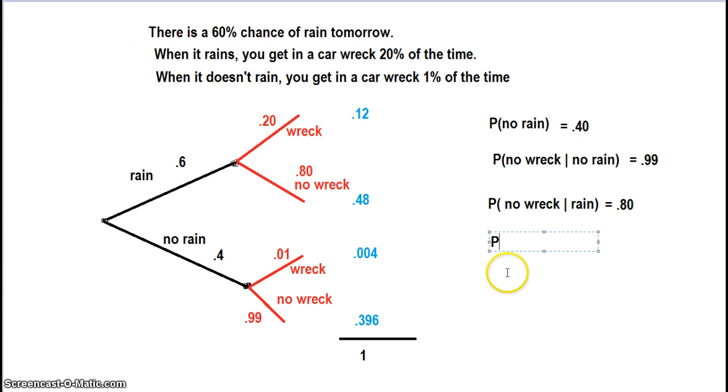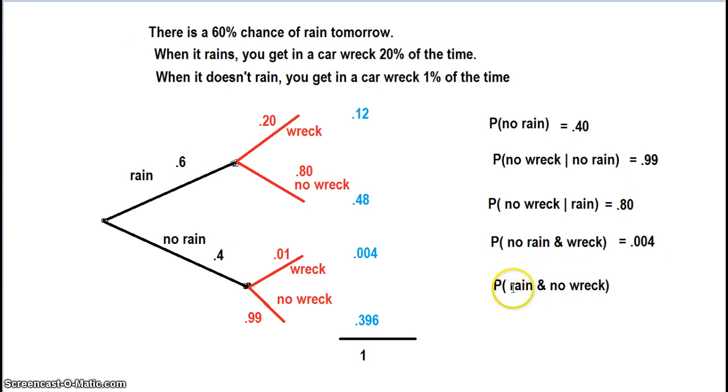Alright, what's the probability of no rain and a wreck? So it's asking us for two events happening. So you're going to look at your final column when it's asking you for two things happening. So it's asking what's the chances you went down the no rain path and then the wreck path? Well, 0.004.